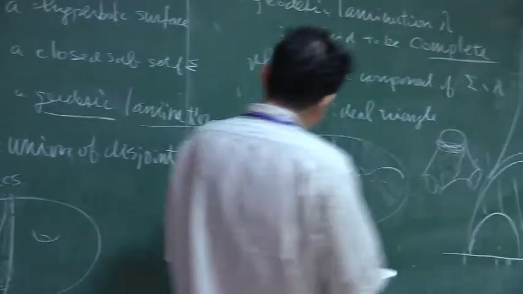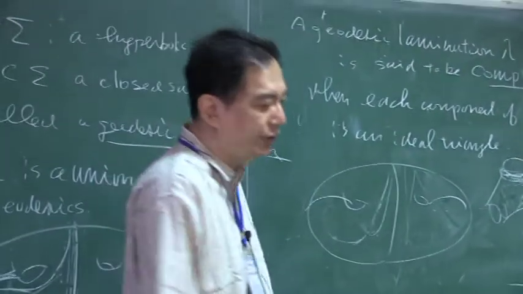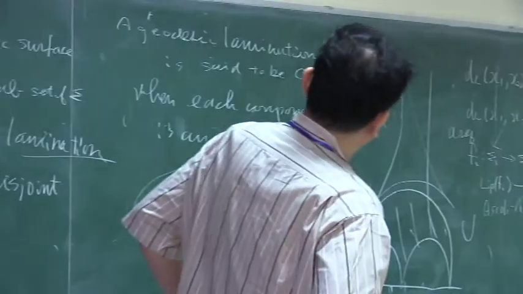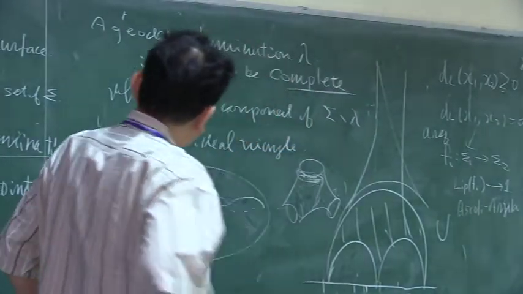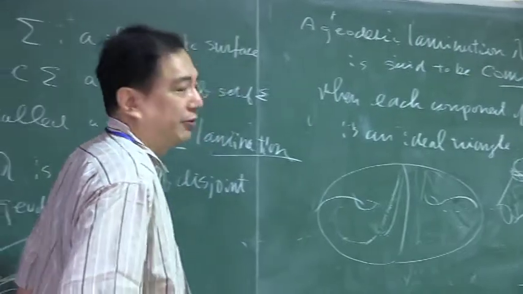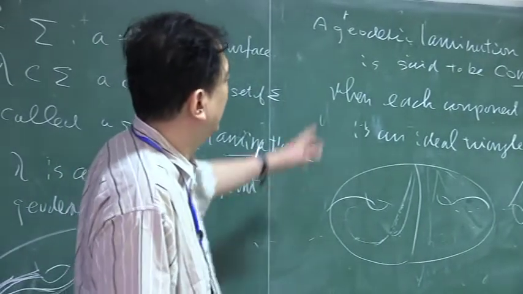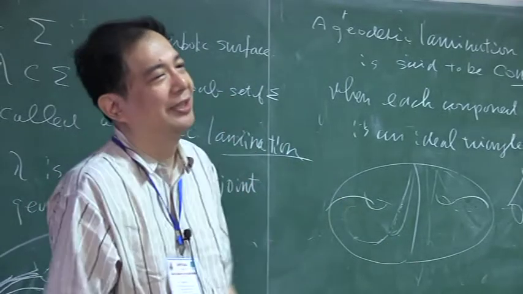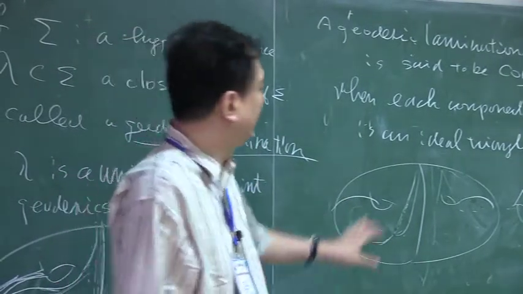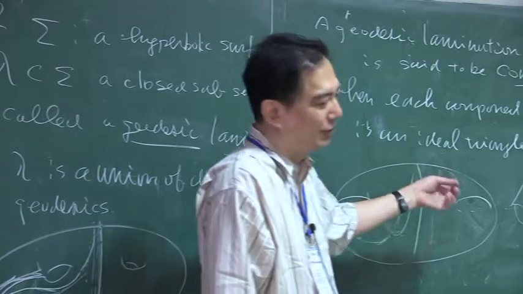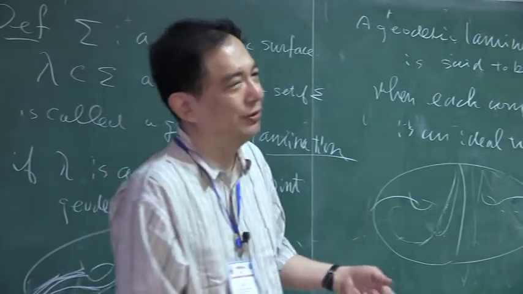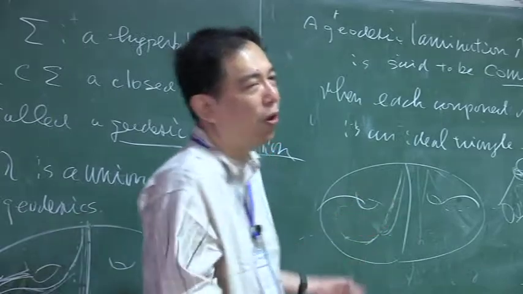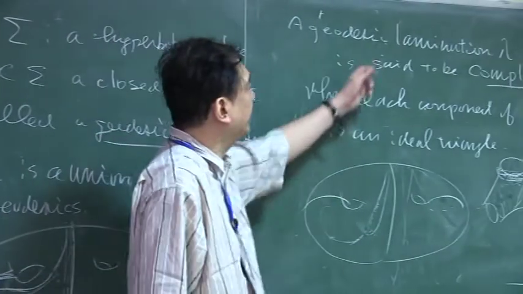So if each component of the complement of the geodesic lamination is an ideal triangle, then that means you cannot put any extra geodesic into it to preserve the condition that it's a geodesic lamination. So you cannot add anything more. Then it's called complete.